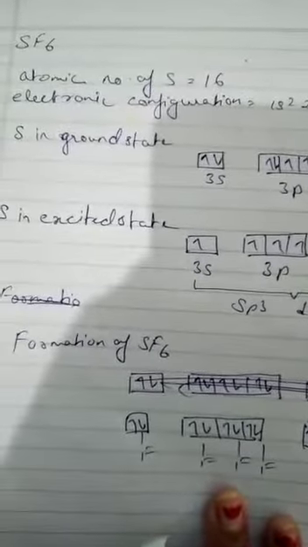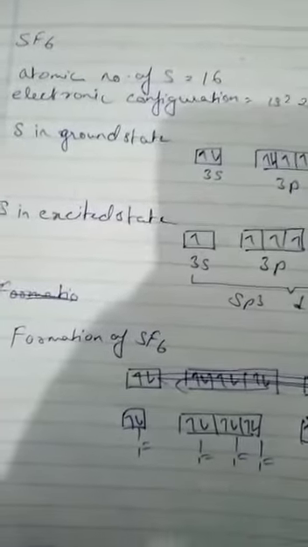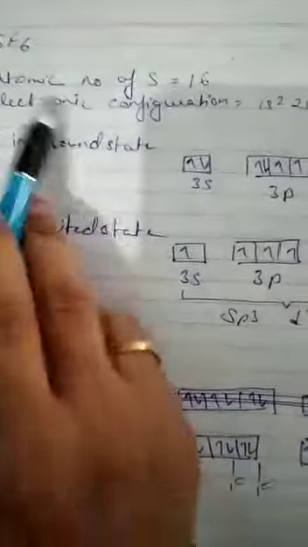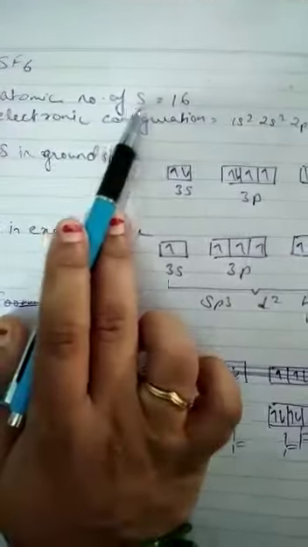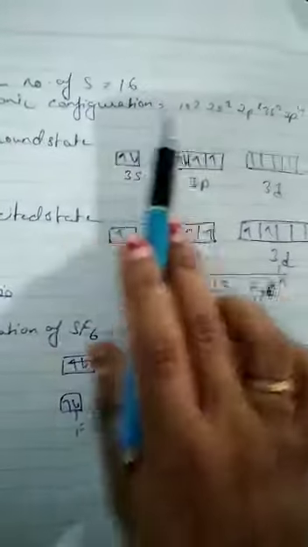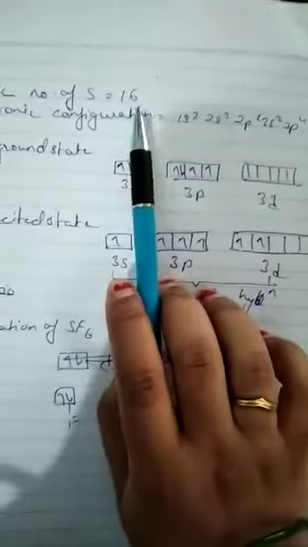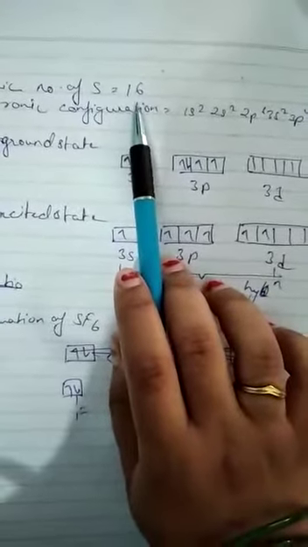Okay, so to understand it better, here we are going to study it with an example of the formation of SF6 molecule. First of all, the atomic number of sulfur is 16. Electronic configuration of sulfur will be 1s2, 2s2, 2p6, 3s2, 3p4. As the atomic number is 16, it means that it will have 16 electrons.